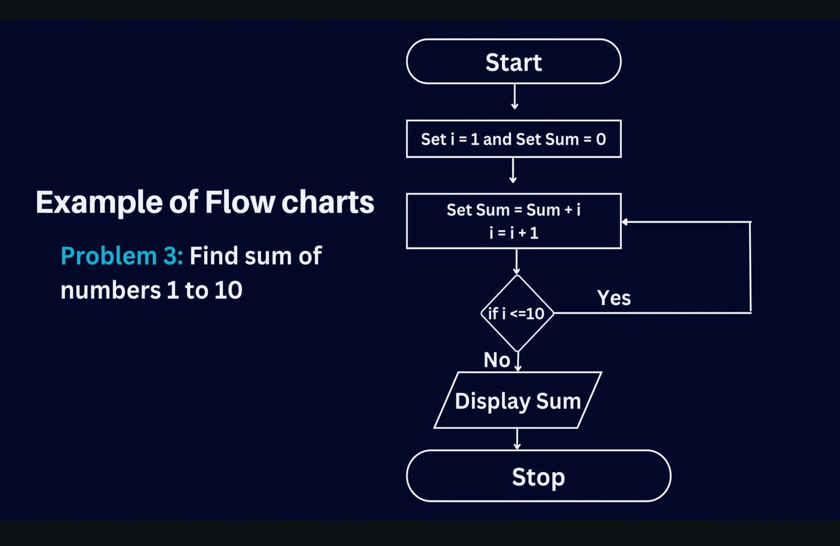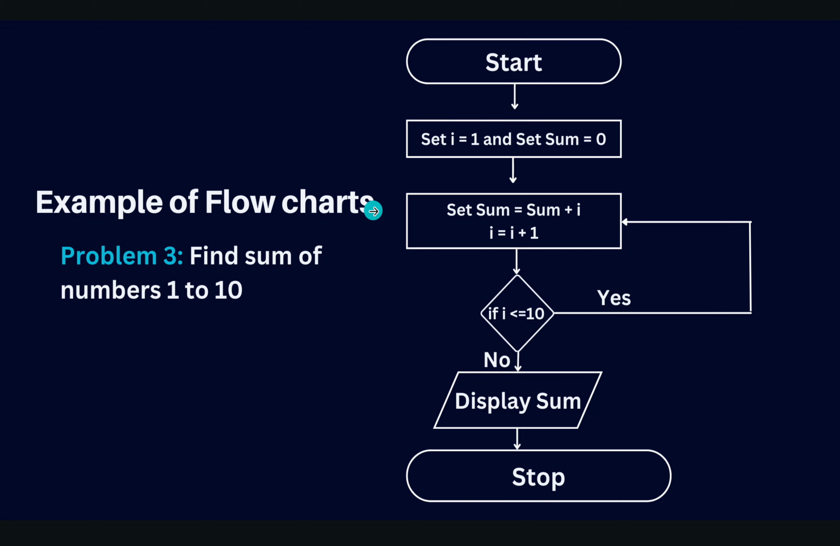Suppose another problem is, I have to find the sum of numbers between 1 to 10. So how can I do this? Start. Here set I equal to 1, set sum equal to 0. I need these two variables, as you also know in algorithms, because I will help to increase the number and sum will help to store the sum. Now I'll do some processing here.